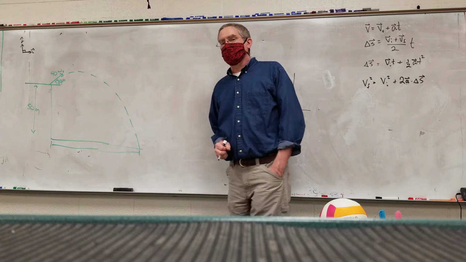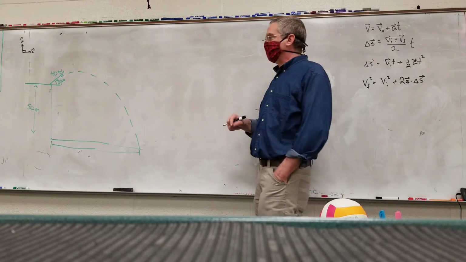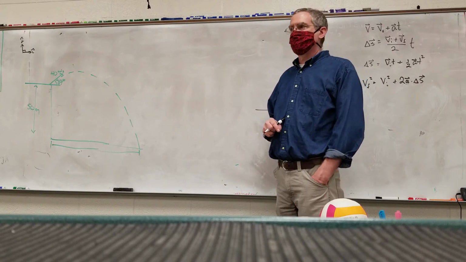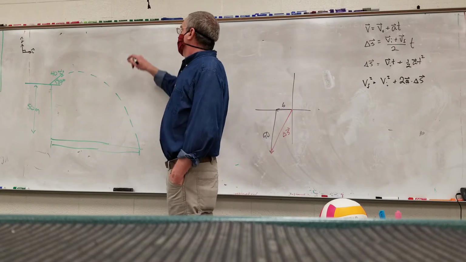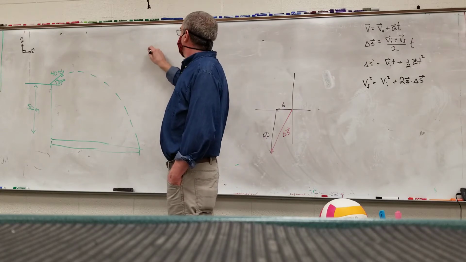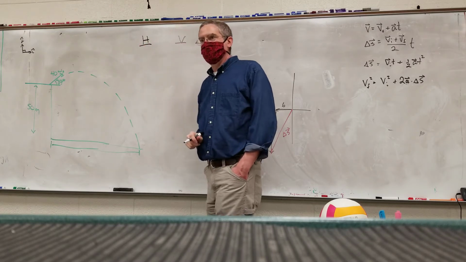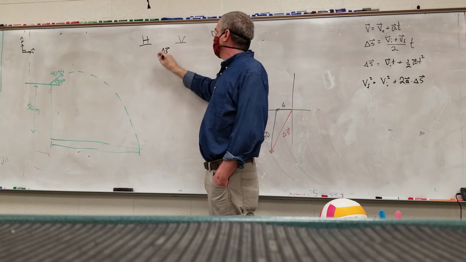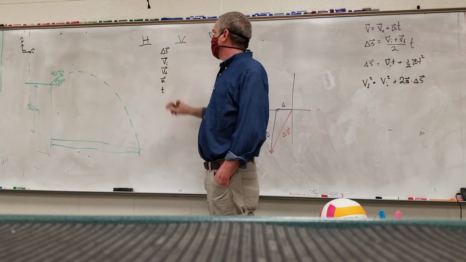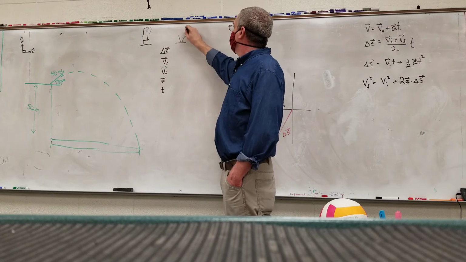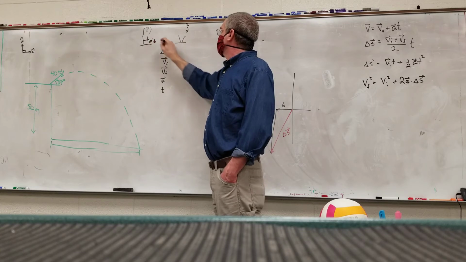So, buying into the argument that we can separate this, I'm going to break it into a horizontal and a vertical problem. I have a displacement horizontally and vertically, I have an initial velocity, I have a final velocity, I have an acceleration, and I have a time. My horizontal, this is my i hat, given my convention right there, and this is my j hat. This is horizontal and this is vertical.